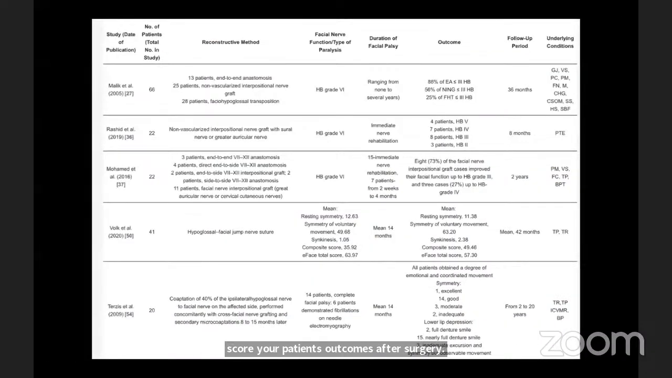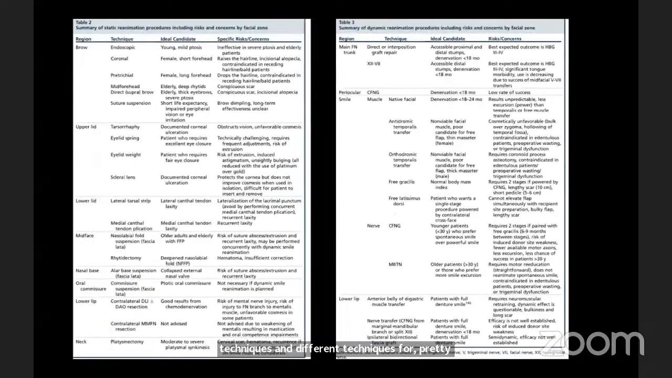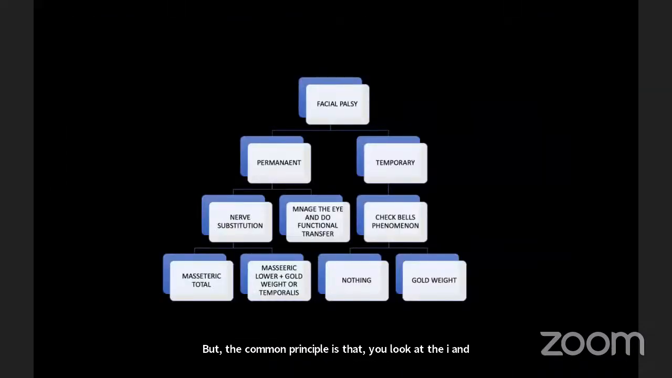And these are some of the papers that have looked at how people have tried to use different underlying techniques and different techniques for reanimating the face. But the common principle is that you look at the eye and the angle of mouth separately, and the nasolabial groove and the alar compression you treat with a static graft. So if it's a permanent nerve palsy, nerve substitution, and manage the eye and do a gracilis transfer. If it's temporary, check the Bell's phenomenon.